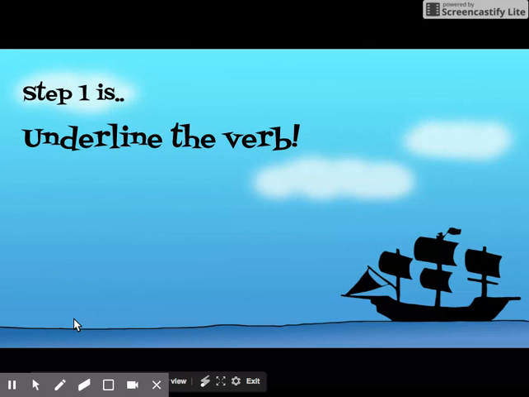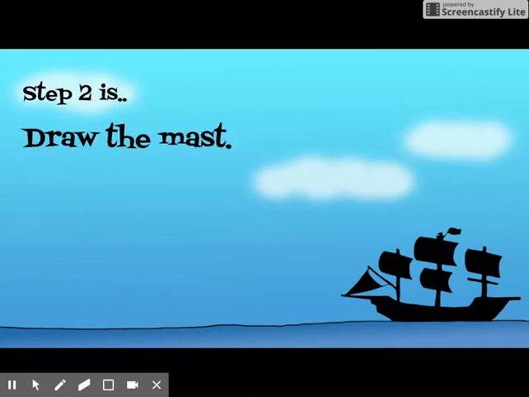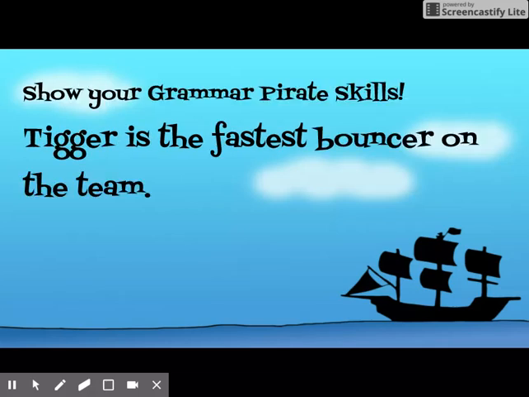All right, you know step 1. It's underline the verb. Step 2 is draw the mast. Let's show you your grammar pirate skills again here. Do steps 1 and 2. Step 1 is now going to be underline and label the verb. And in this sentence, the linking verb is.